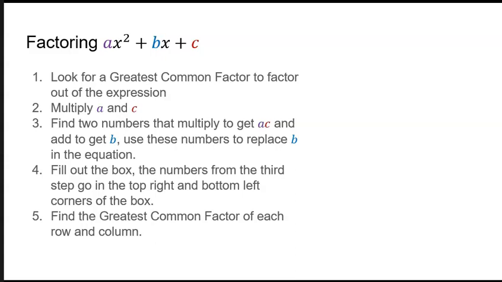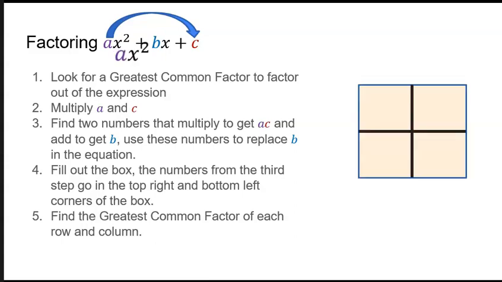First, look for a greatest common factor. If there is a greatest common factor other than 1, factor out your greatest common factor. Then, multiply a times c and find two numbers that multiply to get the product ac and add together to get the sum of b. The two numbers that you find will be used to replace b in your expression.